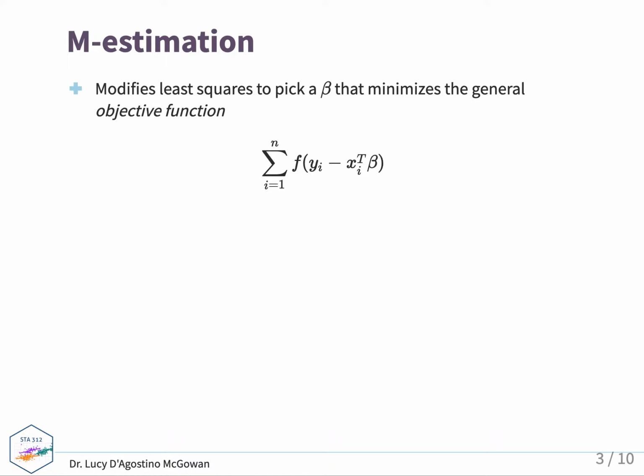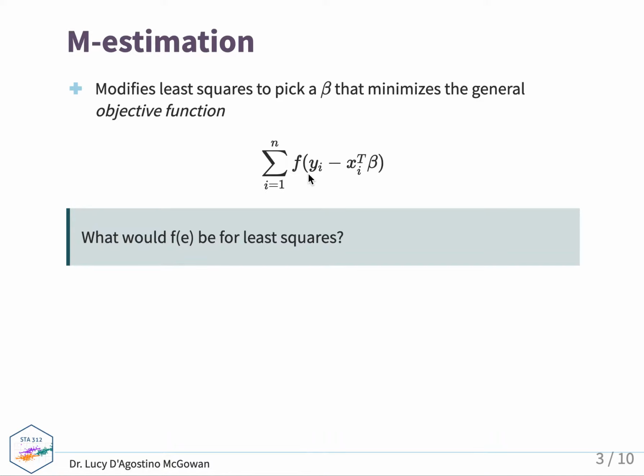There's this concept known as M estimation, and you've already been doing it because least squares uses this methodology, but it's just basically more general. Essentially it modifies least squares to pick a beta that minimizes this general objective function. So you have some function of your residuals here, yi minus xi transpose beta.